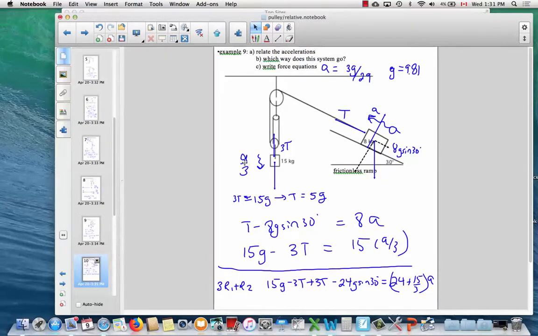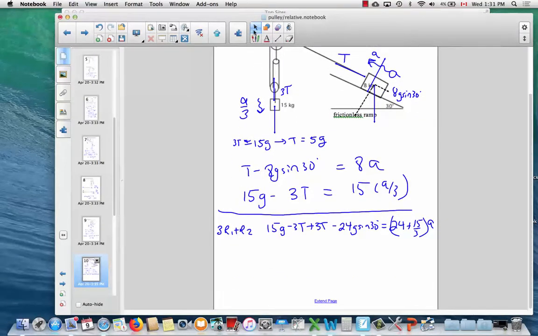From that point, you write the force equations, you triple the first equation, add it to the second, and then you arrive at the desired result. The acceleration is 15 minus 12, is 3g over 29. And that's a look at a relative motion problem of interest.